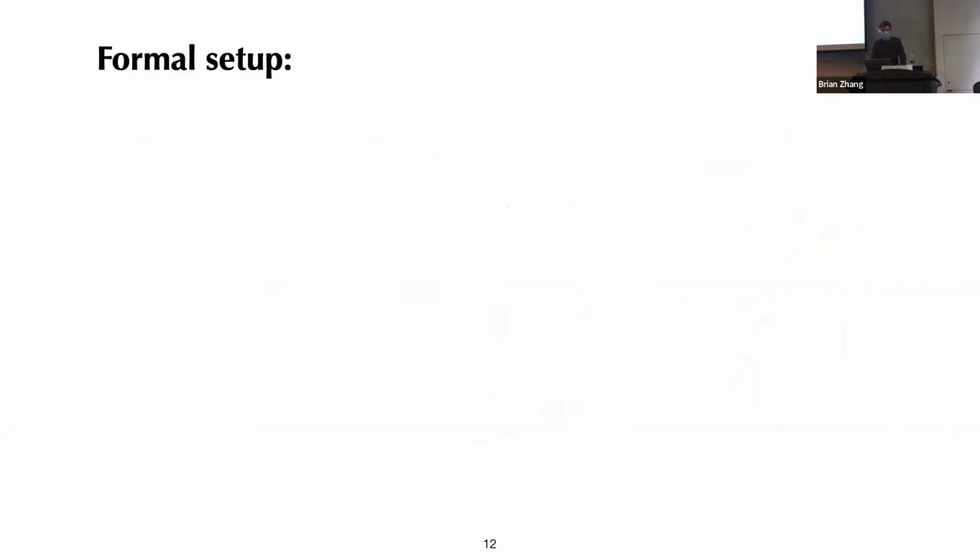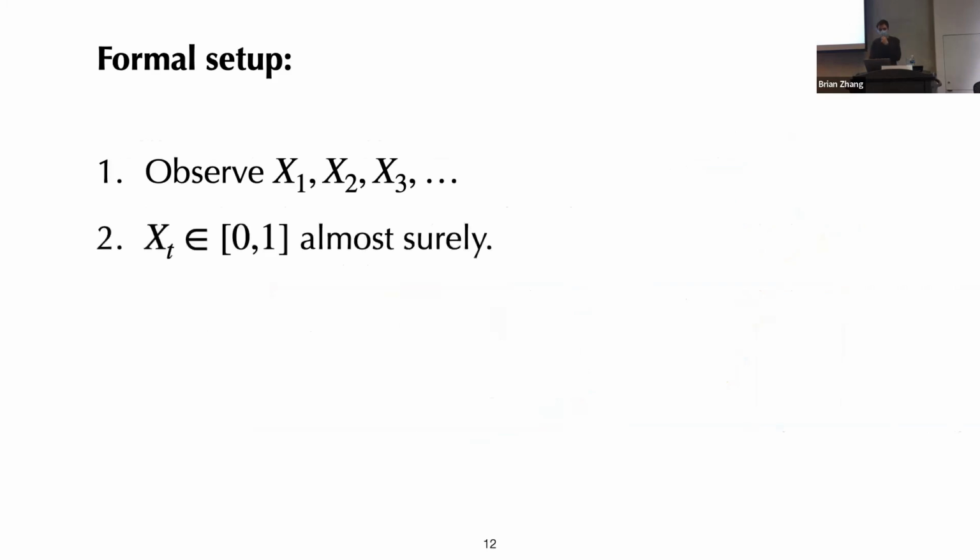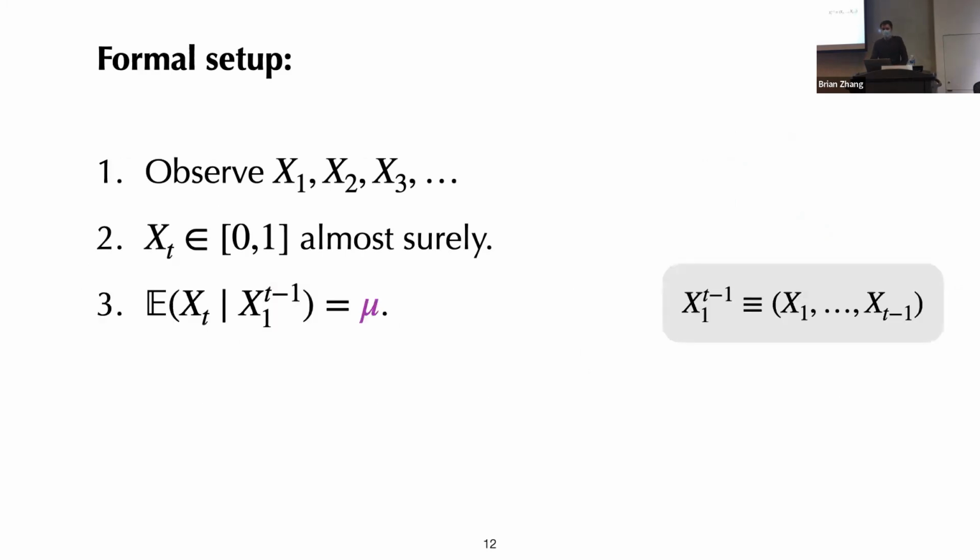So here is the formal setup. Imagine that we observe random variables x1, x2, x3, and I'm not actually going to say that it's x1 through xn. This is weakening that assumption, and we're just saying maybe we'll observe an infinite sequence of random variables. They lie in [0, 1] almost surely. We can say this without loss of generality, and this is the assumption that we'll make, as Praneeth mentioned.